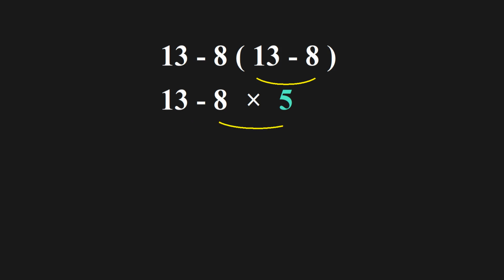So 8 times 5, which equals 40. So we have 13 minus 40. So 13 minus 40, which equals minus 27. And this is our final answer for this problem.